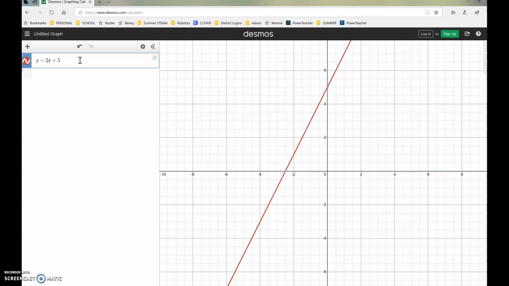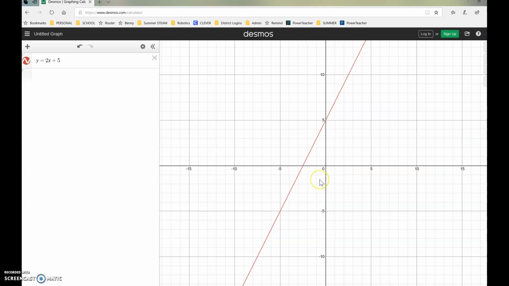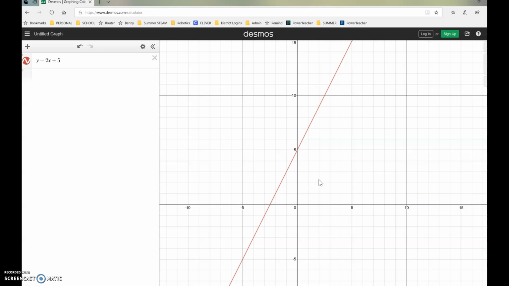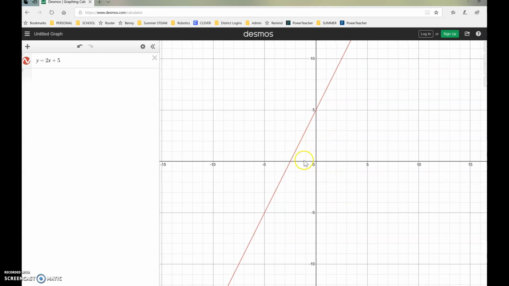And boom, there's the graph. You can easily see the x-intercept, the y-intercept, and you could count for the slope. If you have a touch screen, you can pinch the graph to change the scale, or you can use your scroll wheel. I like to set it so that each box denotes 1 unit. That makes it easier. If I wanted to count out the slope here, I could count up 2, over 1. The slope of this is 2.